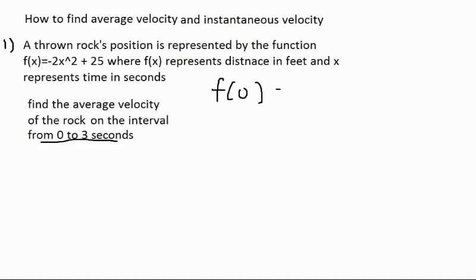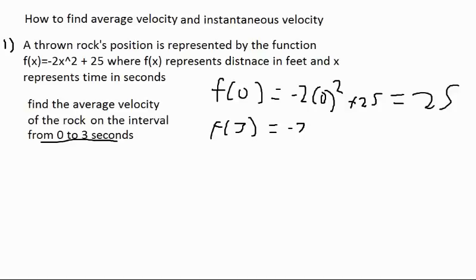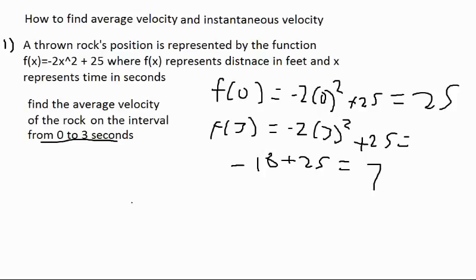So let's try solving for the y values. So we get f of 0 equals negative 2 times 0 squared plus 25, which will give us 25. And now we will solve for the other one. So f of 3 equals negative 2 times 3 squared plus 25, which will give us negative 18 plus 25, which is a total of 7 feet. So now we have the y values.